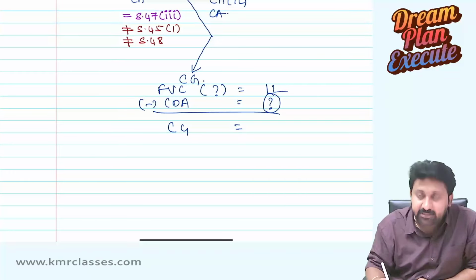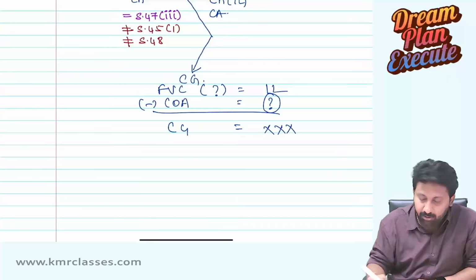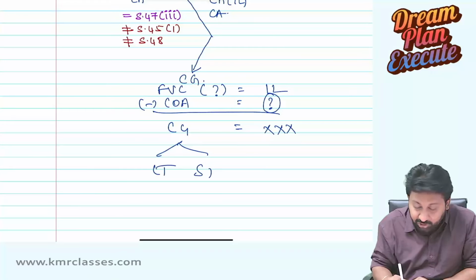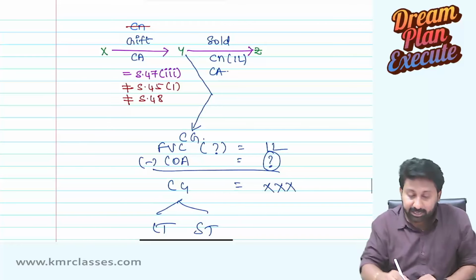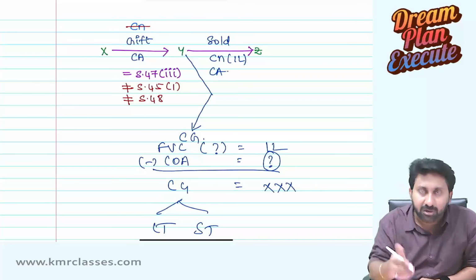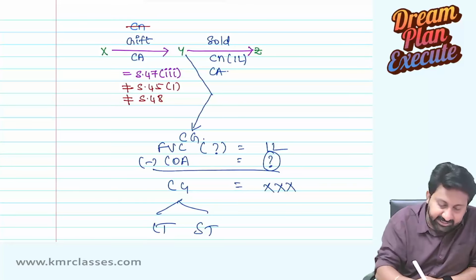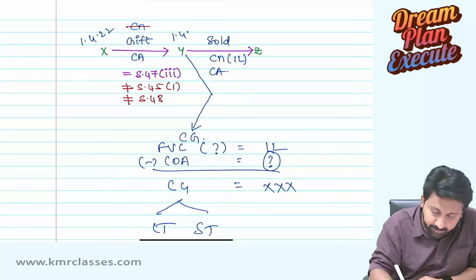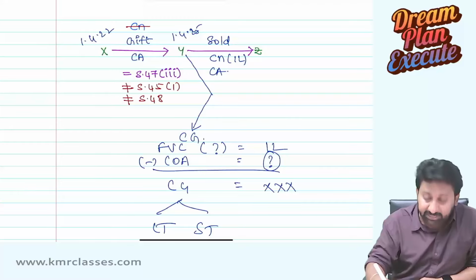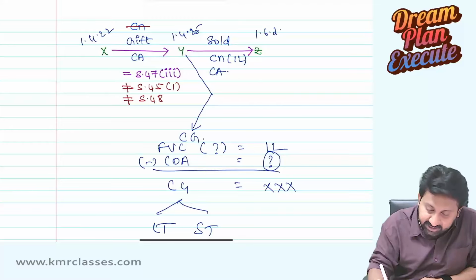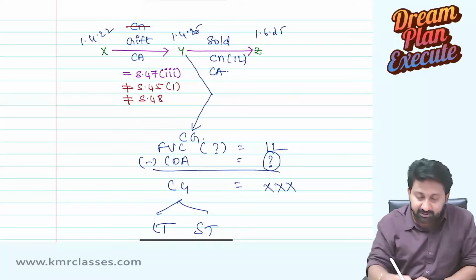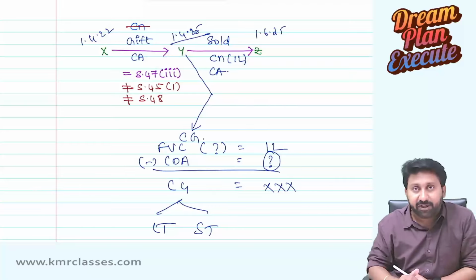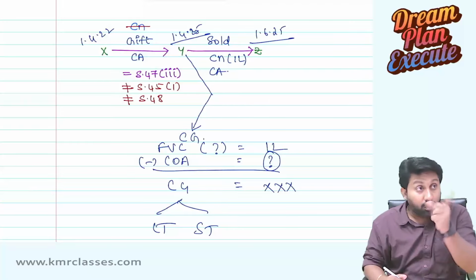Now I got some amount of capital gain. Whether this is long term or short term depends on the holding period. X purchased this on 1/4/22 and transferred it on 1/4/25. Y sold to Z on 1/6/25. If you observe, Y held that property from 1/4/25 and sold it to Z on 1/6/25.